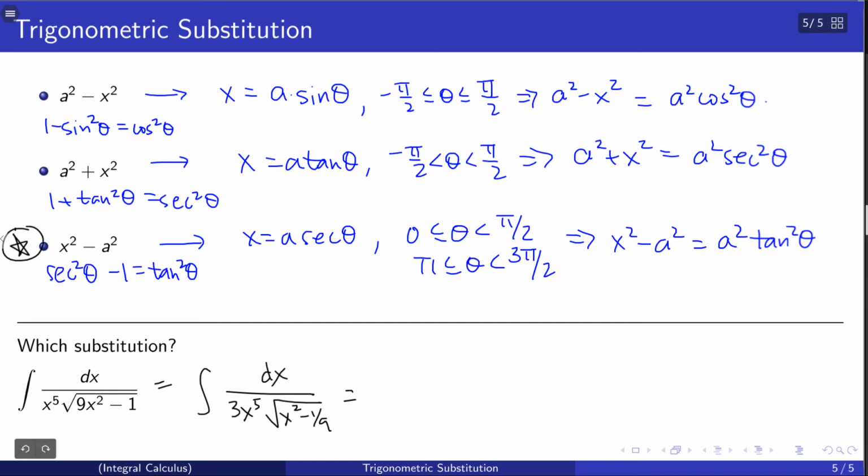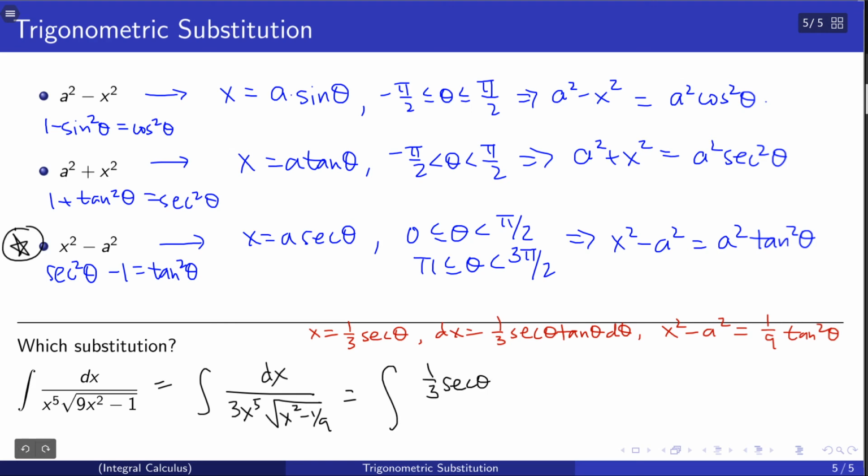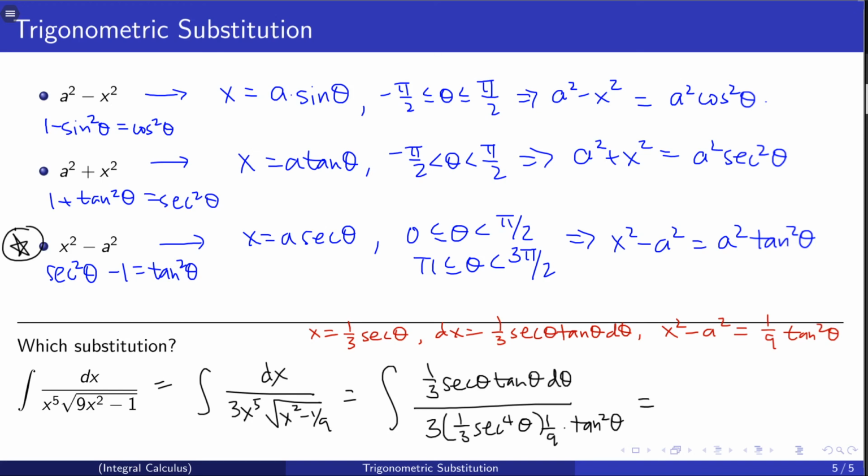Right, so we're going to use the substitution x equals 1/3 secant theta, which gives me dx equals 1/3 secant theta tangent theta d theta. X squared minus a squared is equal to just 1 over 9 tangent squared. And just plugging everything in, now you're going to get an integral in theta. And you have 1/3 secant to the 4th power, and so on and so forth. Right, and a bunch of stuff will actually cancel here, and you'll end up with something that you are going to be able to integrate.